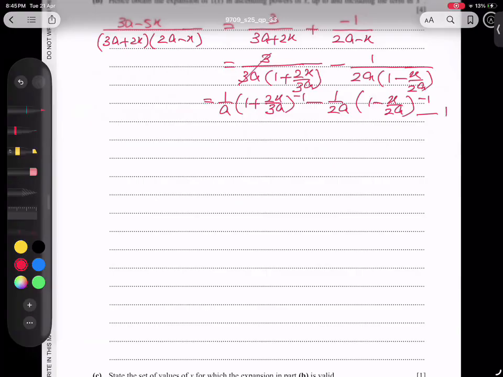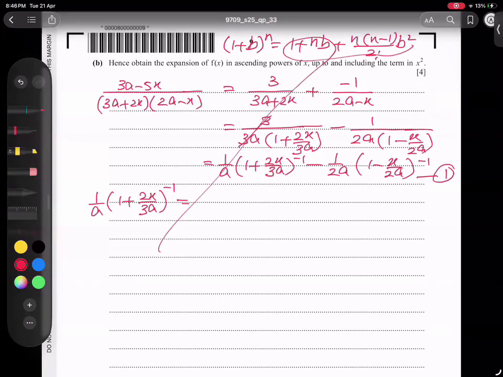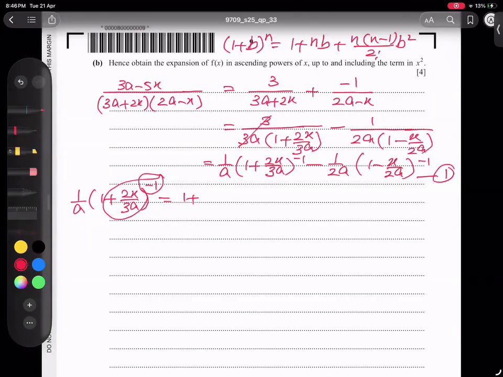I call this equation number 2, or equation 1. I'm going to do one by one. First, I'm going to solve this one: 1 by a, 1 plus 2x over 3a, and power -1. What is the formula I wrote on top? 1 plus nb, and the formula is clear. So 1 plus nb. n is the power, b is this. So n is minus 1, b is 2x over 3a. And what is next? n into n minus 1 over 2 factorial into square of b.